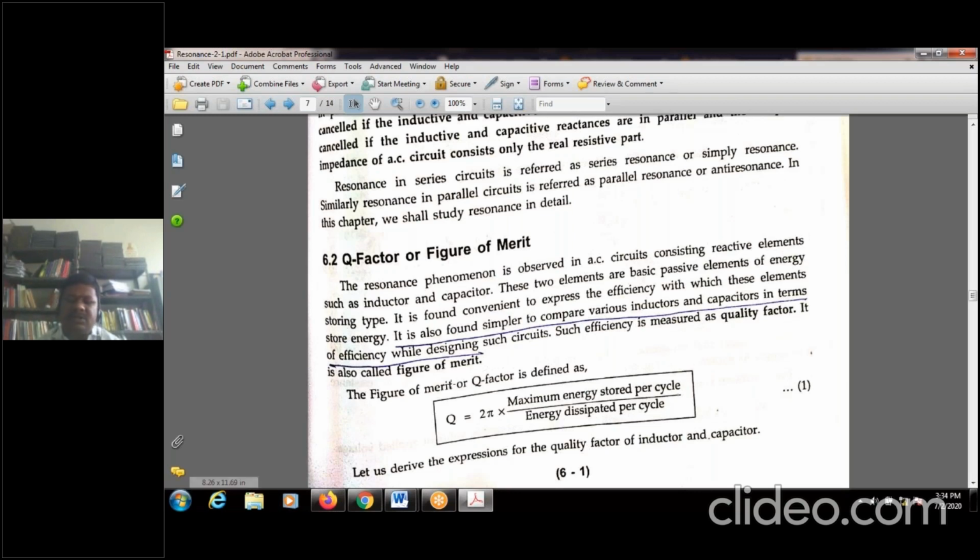Then the quality factor is defined as Q equals 2 pi into maximum energy stored per cycle divided by energy dissipated per cycle. Once again, Q is equal to 2 pi into maximum energy stored per cycle divided by energy dissipated per cycle. Now let us derive the quality factor for an inductor circuit.